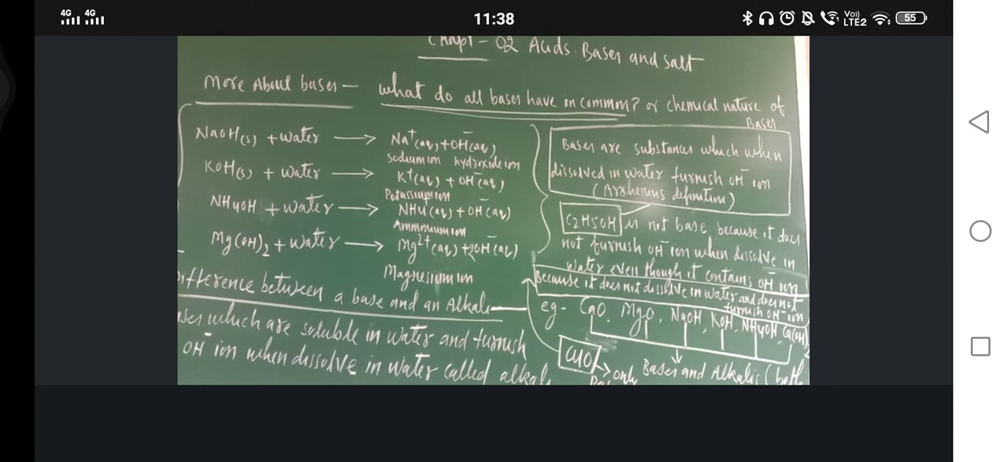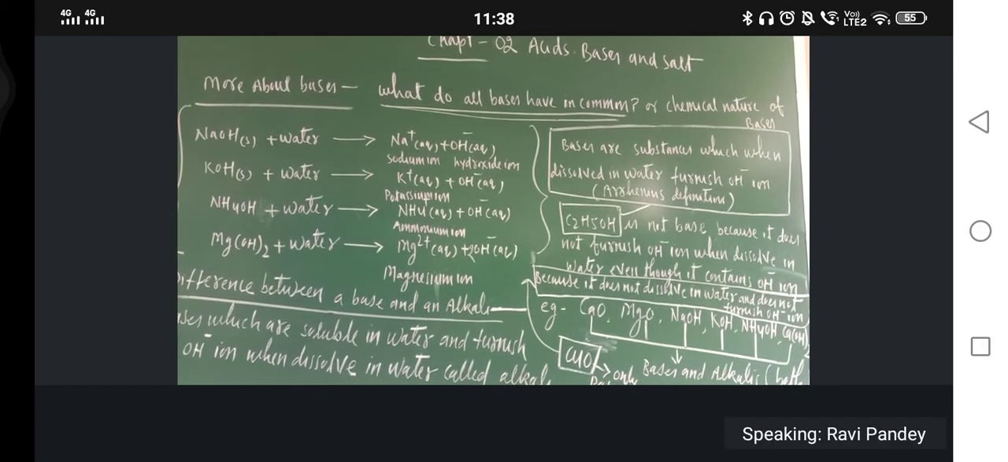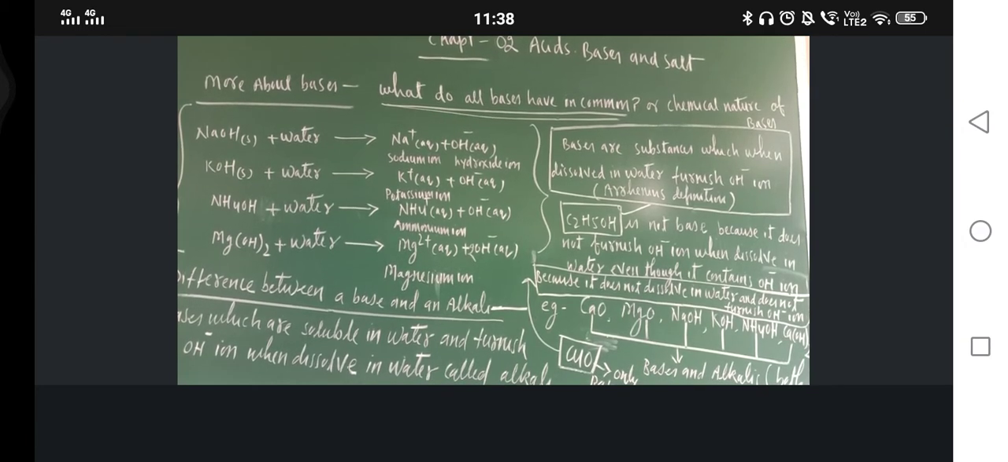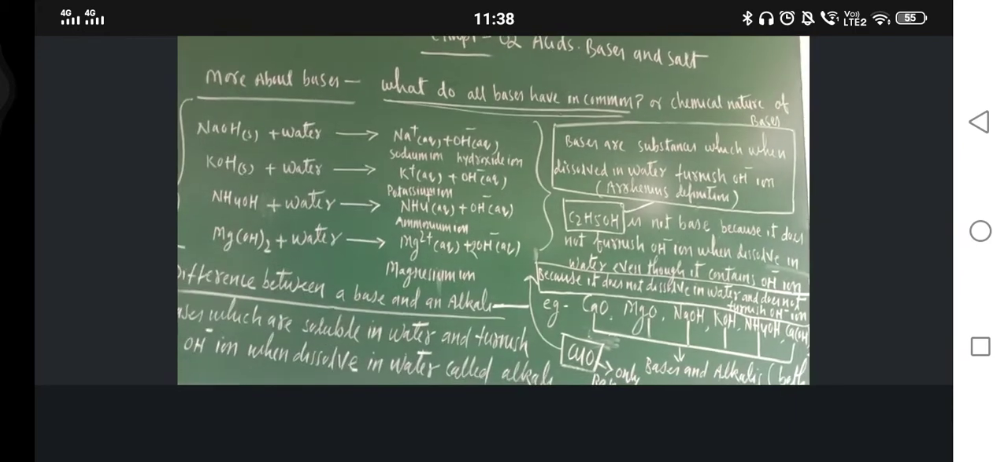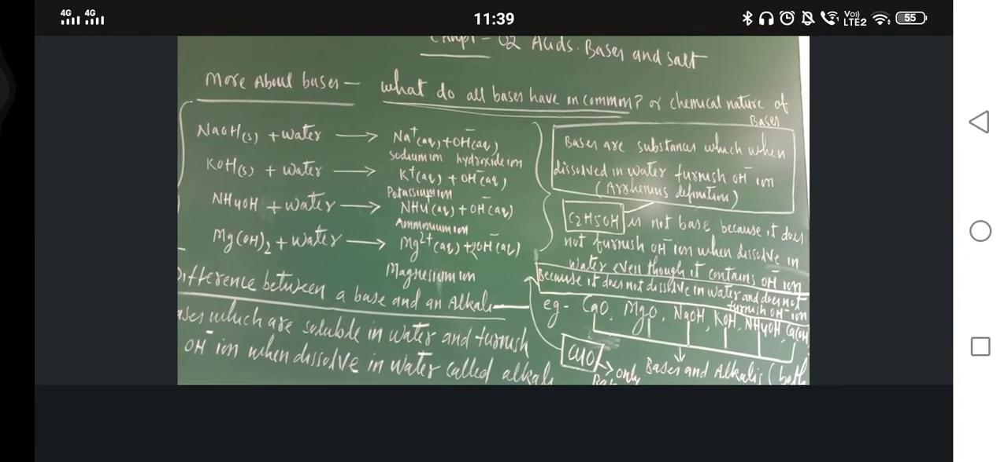Okay, so today I will teach you the chemical nature of bases. What do all bases have in common? As you did in the case of acids, what is the definition of acid? Acids are the substances which, when dissolved in water, furnish H positive ion. And what about bases? I will explain one by one.